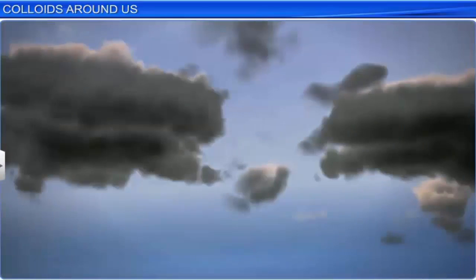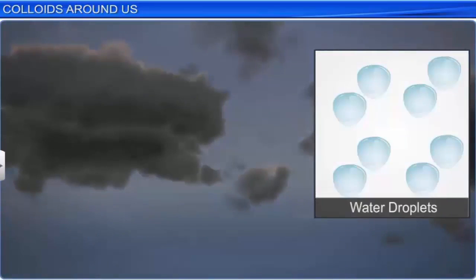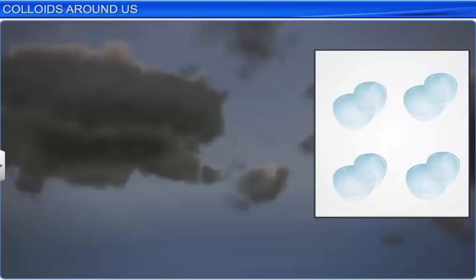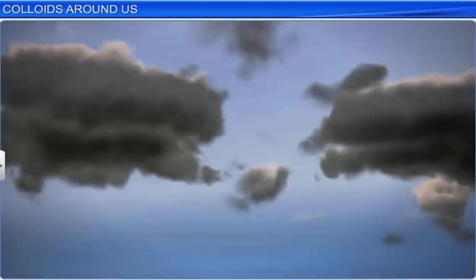It is interesting to note that even clouds are colloidal systems. Clouds are aerosols consisting of small droplets of water suspended in air. Due to condensation in the upper atmosphere, the colloidal droplets of water grow bigger and bigger in size till they come down in the form of rain.